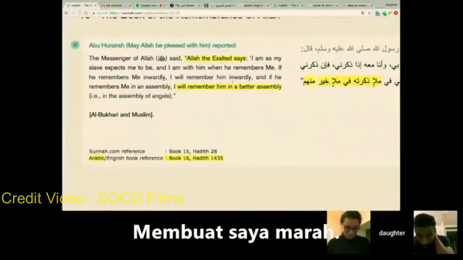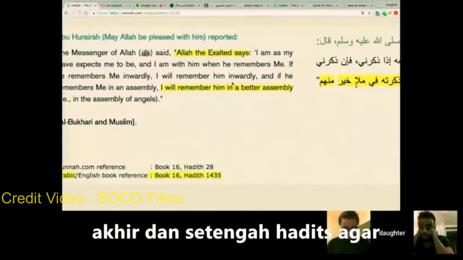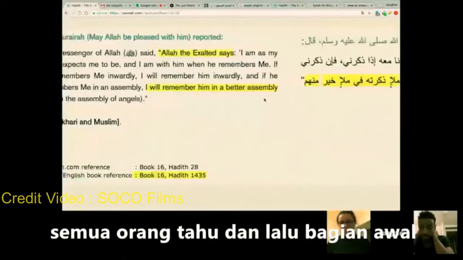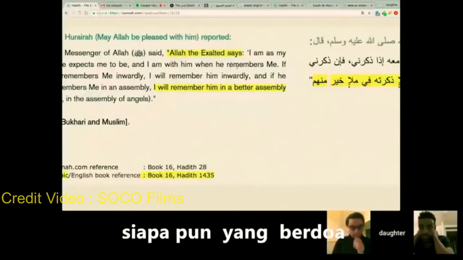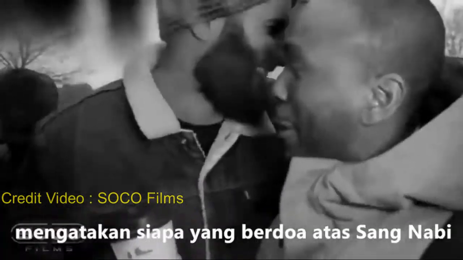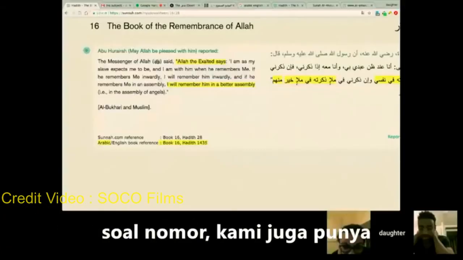I'm just incensed. It's ridiculous. He takes the second half of the hadith that everyone knows, and then the first part he makes up. He says, "Whoever prays on the Prophet, Allah mentions him in a higher setting." It doesn't say that. That doesn't exist. Oh, and by the way, the numbers.